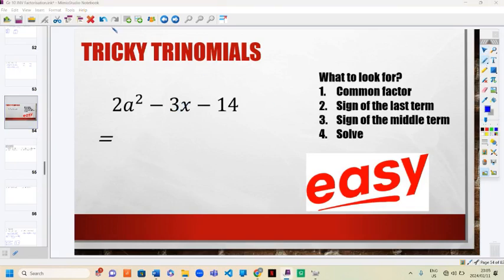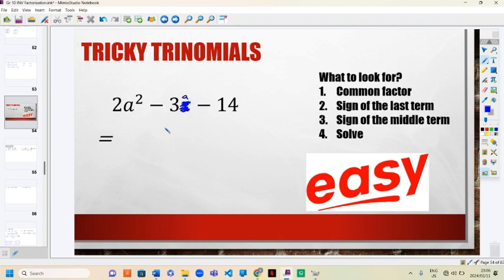Right, so today we're going to be doing some more trinomials, but we're going to be doing some tricky trinomials. If you look here, sorry guys, again, this should be an A, I apologize. Yeah, that should be an A.